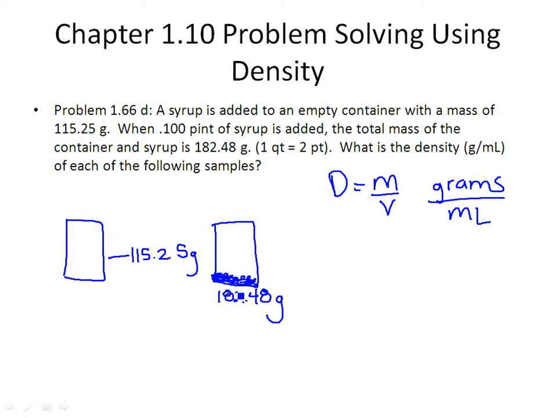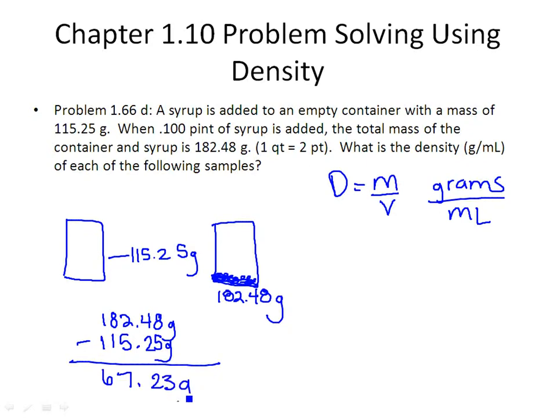So we need to know the density of the syrup. What we're going to have to do is subtract 115 because that's just the empty container from 182.48 because this is the total mass of the container and the syrup. But we want to know the density of just the syrup. If we take the difference in these two numbers, we get 67.23 grams. We now have the mass portion of our equation, and we're left with the volume.